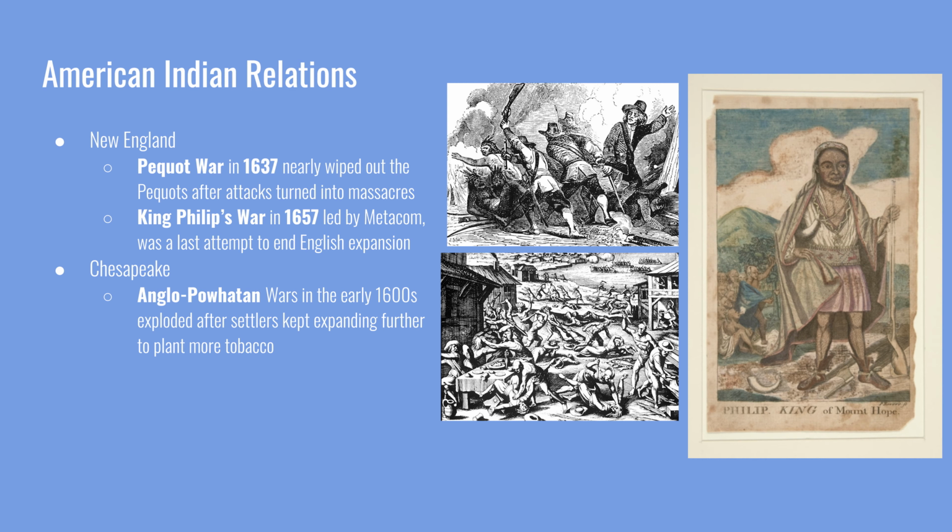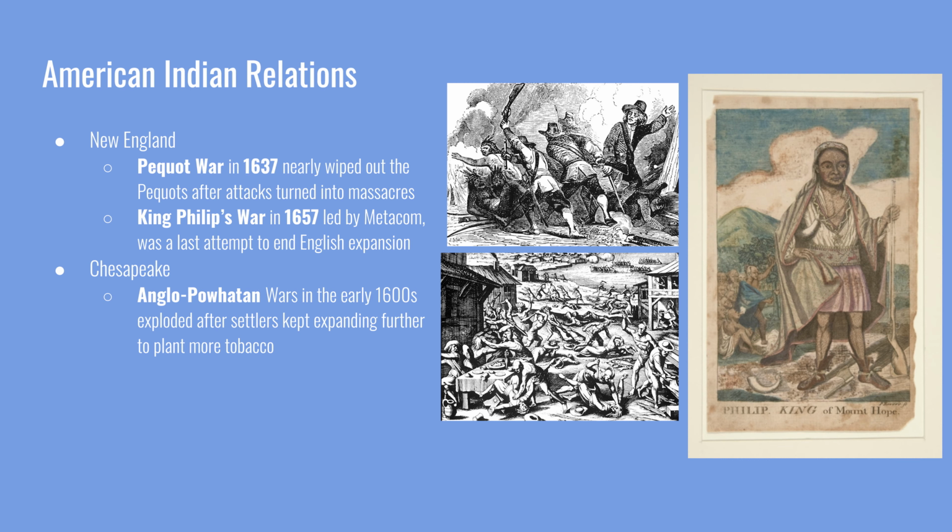In 1657, New England colonists are in conflict with natives again, this time led by Metacom called King Philip's by the Puritans. This was the last attempt to end English expansion. Metacom was able to get a multi-tribal alliance to combat British expansion, but they failed. In this conflict, the Pequot actually sided with the Puritans.